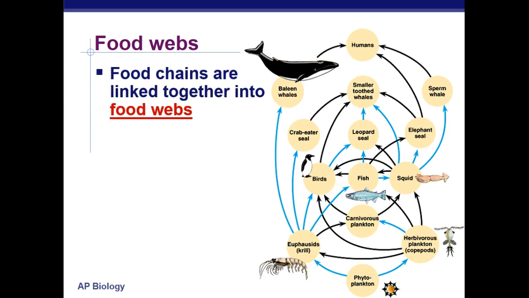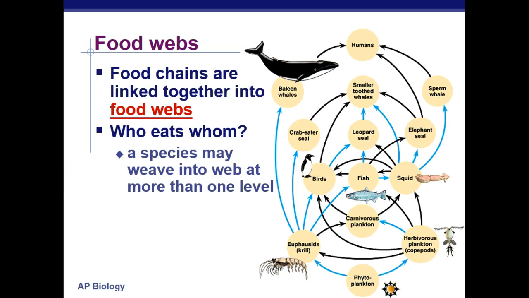Okay, let's look at a bigger picture here. If you take all the food chains in one particular community and show them all in one diagram, you have a food web. Now the food web can help answer questions about who eats whom. You'll notice many species here are part of more than one level.